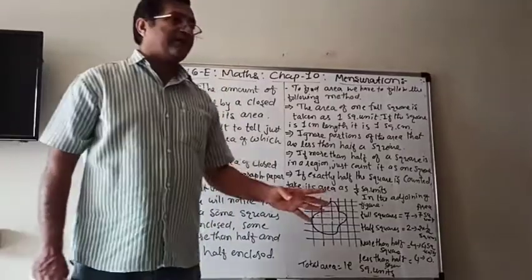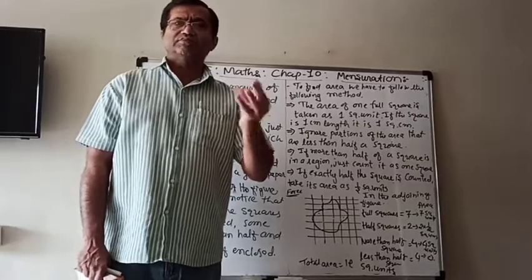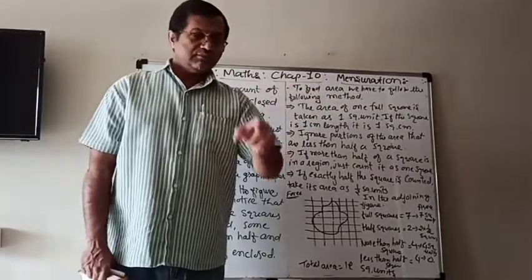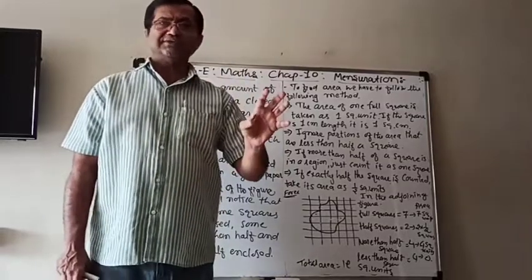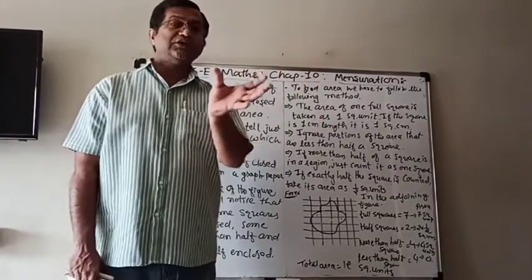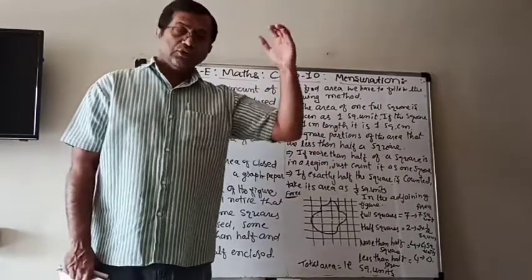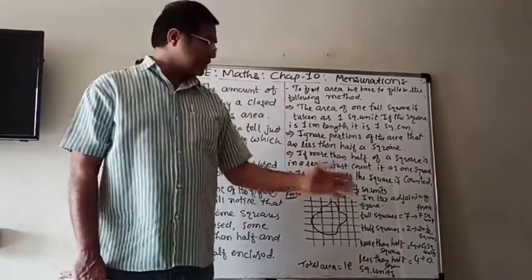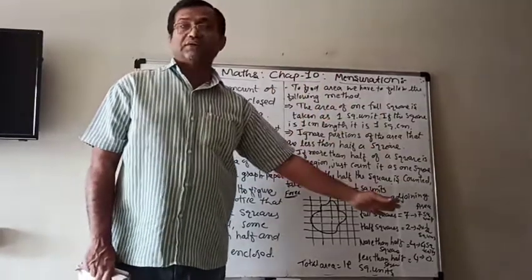It can be a square, you can take any other object, put it there, draw the boundary, take it up, first count the full squares, half squares, more than half squares, less than half squares. And then you make the total and you will find the estimated area of that figure.